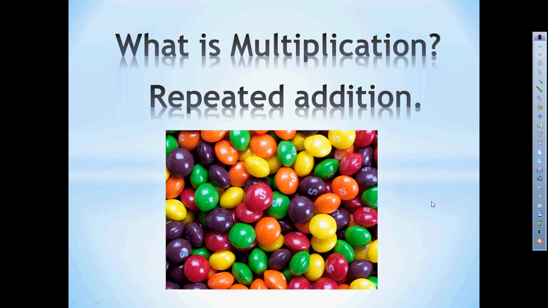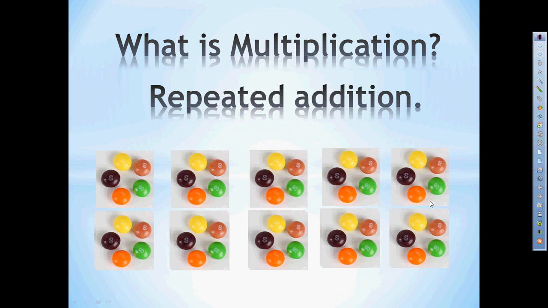Well, think of it this way. Let's say you have a whole bunch of Skittles and you want to know how many you've got. It might take a while to count them all up individually, but if you put them into groups, then it's a faster way of getting the total number of Skittles. So let's talk about multiples, because multiples are an important part of multiplication.